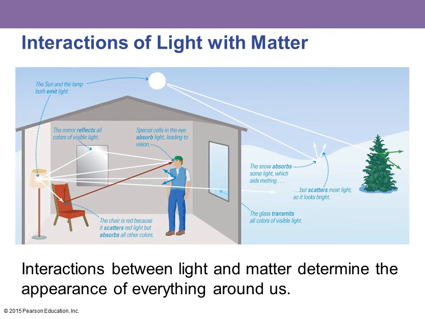These are some other examples of how light can interact with matter. The sun and, of course, the light bulb emit light. The mirror reflects light. The chair is red because it scatters red light, but it absorbs all the others. And our eyes can absorb that light so we can see it. The snow absorbs some light, which helps it melt, but it scatters the light so it looks bright. And of course, glass transmits all the colors of visible light. So that diagram at the bottom of page 111 shows all the different ways that light and matter interact.